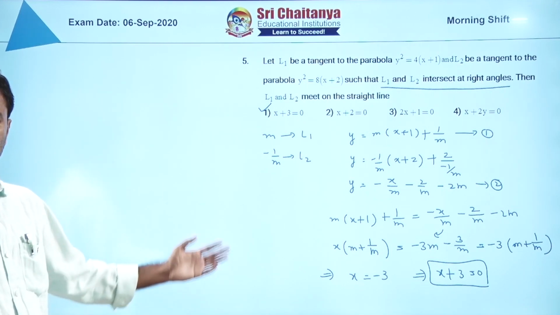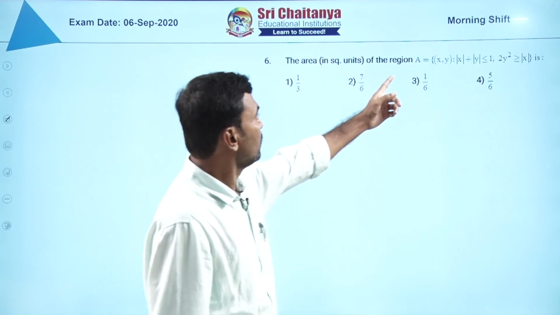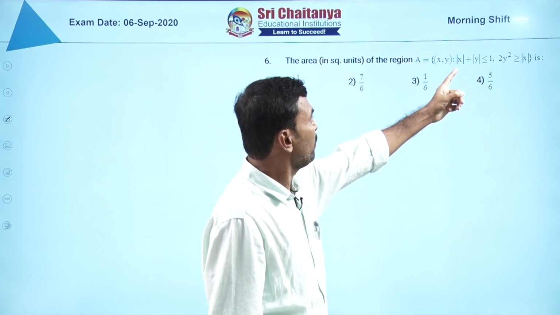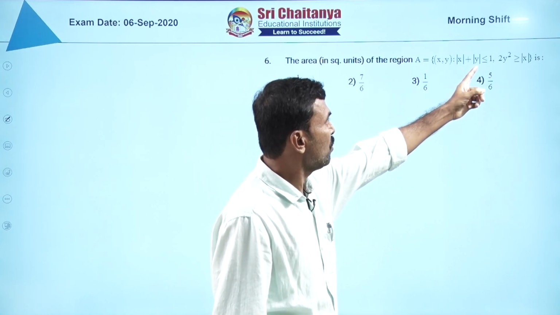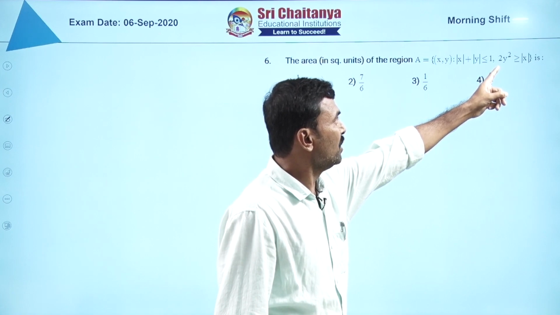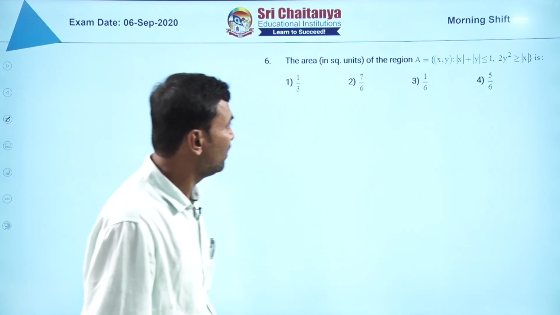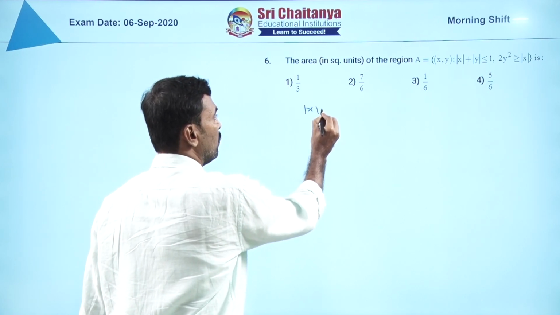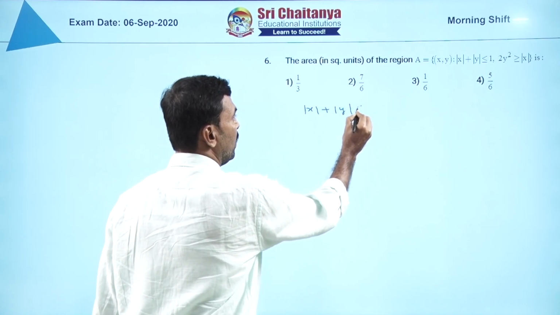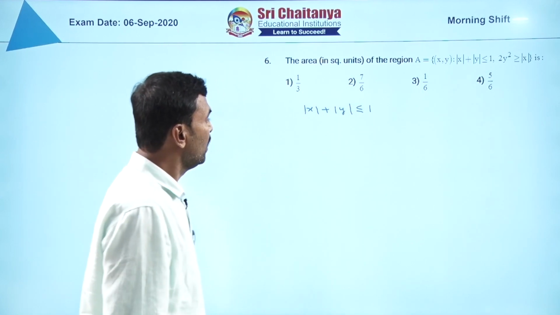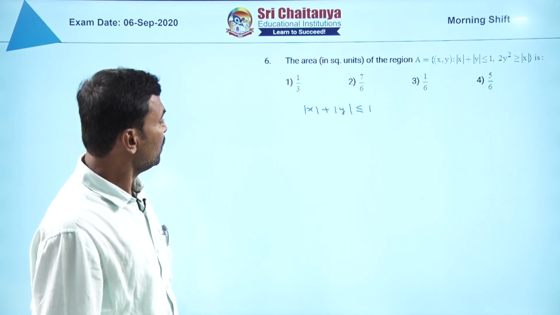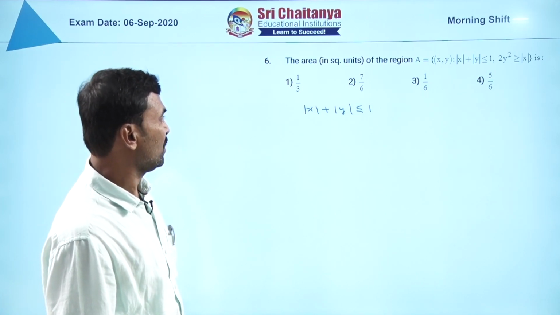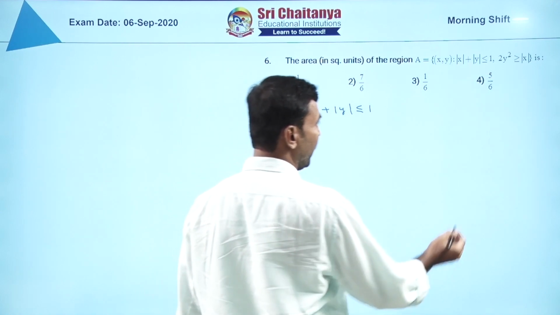Now, we will go to the sixth problem. He has given A is equal to the set of all ordered pairs such that mod x plus mod y less than or equal to 1 and 2 y square greater than or equal to mod x. Mod x plus mod y less than or equal to 1 gives the region bounded by a square. I am drawing the diagram for it.